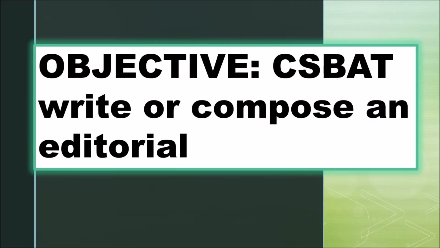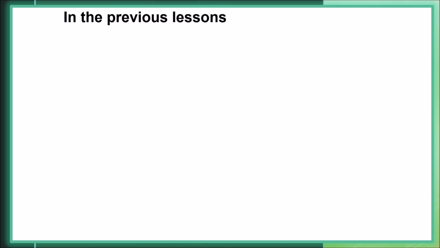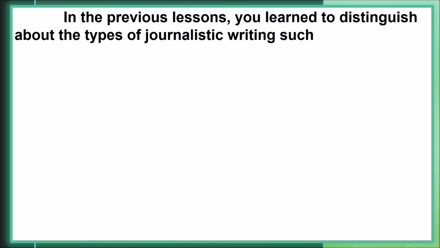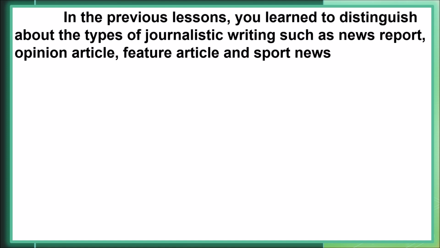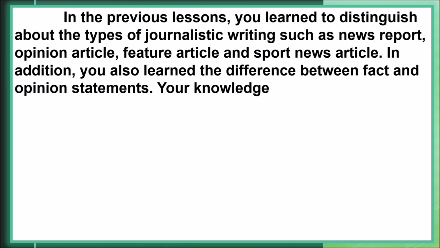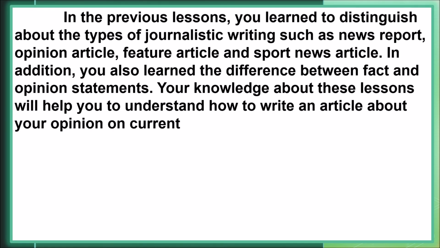The objective is that the child should be able to write or compose an editorial. In the previous lessons, you learned to distinguish the types of journalistic writing, such as news report, opinion article, feature article, and sport news article. In addition, you also learned the difference between fact and opinion statements. Your knowledge about these lessons will help you to understand how to write an article about your opinion on current issues.